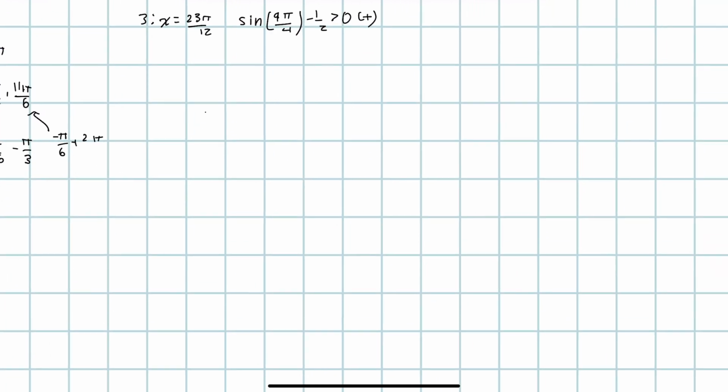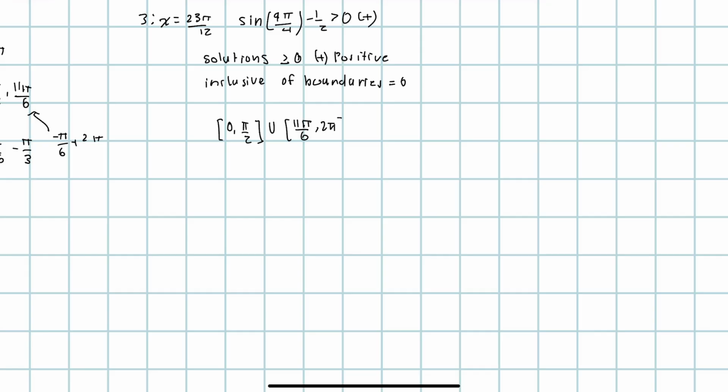And for our solutions, we want it to be greater than or equal to 0, so you want to keep it positive and inclusive of boundaries that are equal to 0. So now you have [0, pi over 2] union [11 pi over 6, 2 pi]. Now, we can box that. Okay, great.